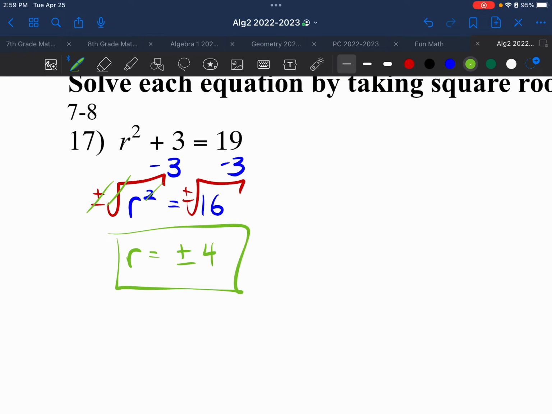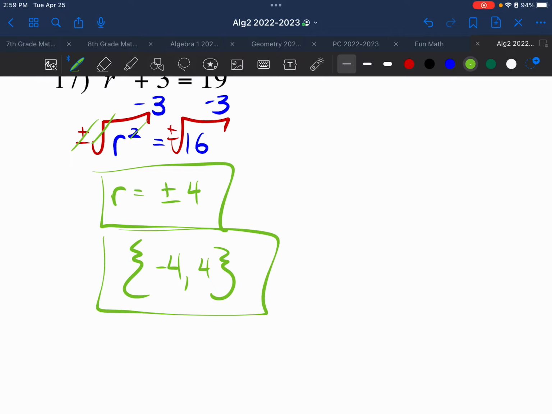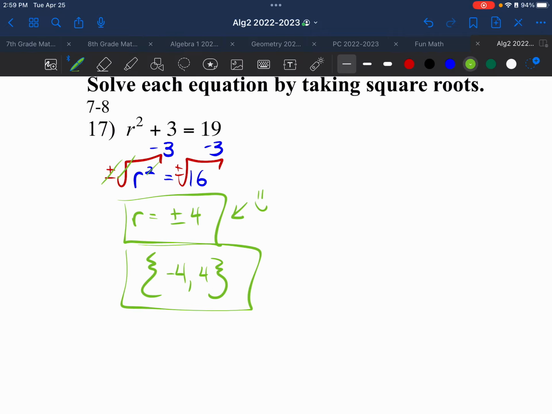You can write it this way, which we do in class, but I think the answer key is probably going to do something where it has a -4 and +4 for its solution set. I don't care what you use, but this one is what we do in class. So smiley face goes for you.